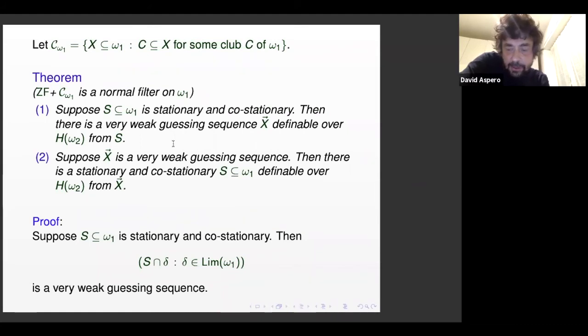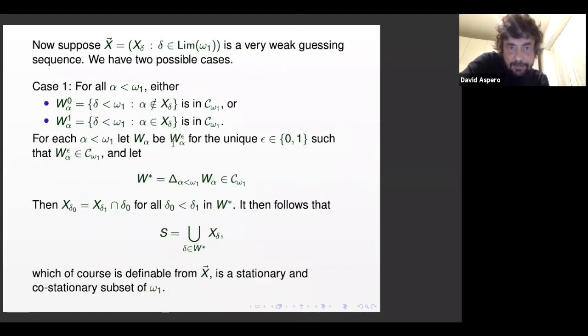And the other one requires a bit more of an argument. So suppose that you have this sequence, which is a very weak guessing sequence. Remember, every X delta is a subset of delta, and if you have any club C, there will be a delta in C such that C intersection delta will intersect X delta, and there will be another delta in C such that C intersection delta will intersect the complement of X delta. So now you have two possible cases.